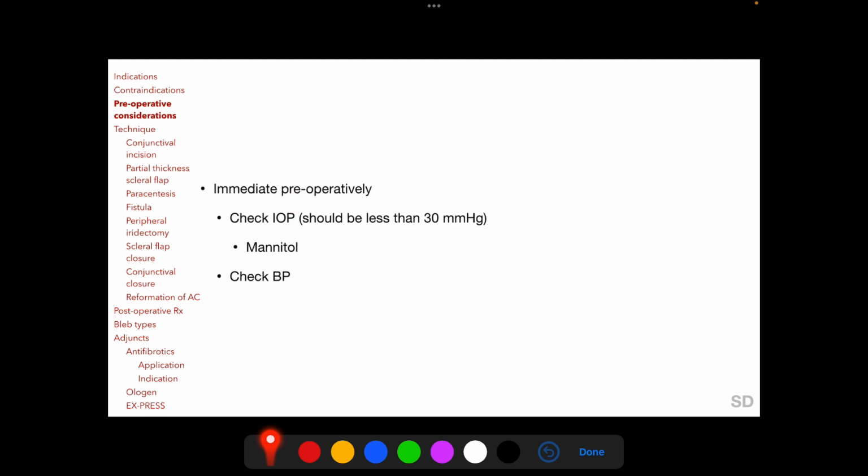Immediately preoperatively, the intraocular pressure and the blood pressure should be checked, and they should be under control to reduce the risk of intraoperative suprachoroidal hemorrhage. The intraocular pressure should be less than 30 millimeters of mercury, and many prefer to give mannitol infusion preoperatively. Also, following injection of the local anesthetic, the globe should be soft prior to starting the surgery.